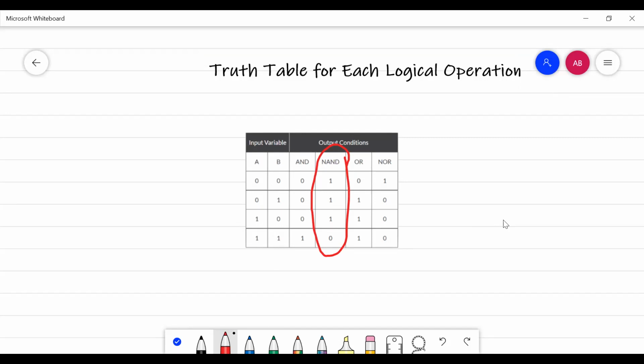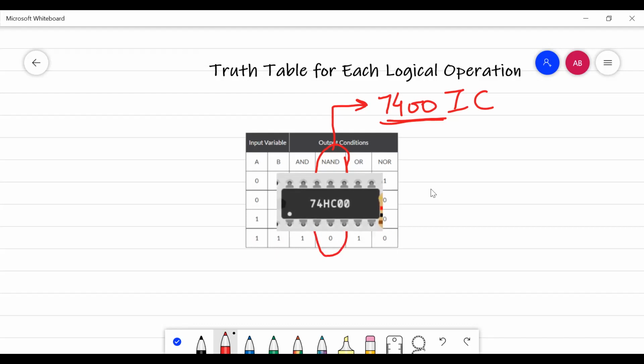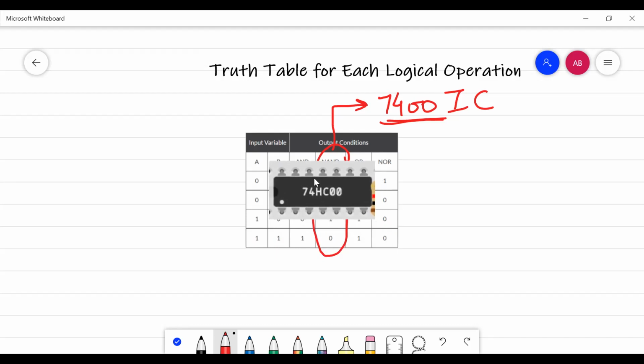The very first thing you should know is that when we implement our NAND gate, it is available in the market as 7400 ICs. Wherever you find the number 74XX00, this XX stands for any letters, HC, LS, anything like that. So the 7400 series stands for a combination of NAND gates. So let's look at the IC that you are going to get in Tinkercad, and then we are going to come back. So basically this is the IC.